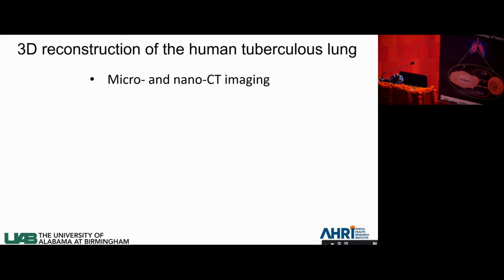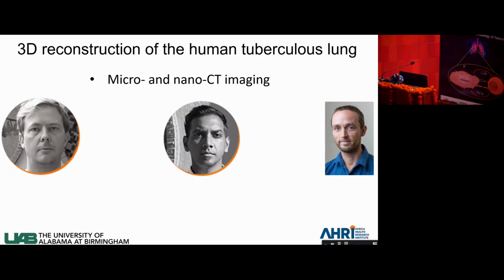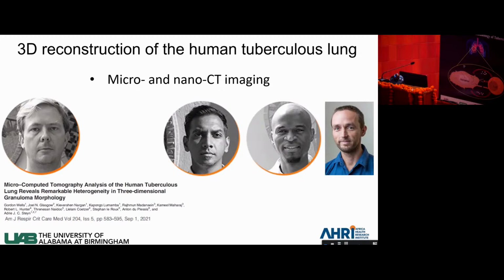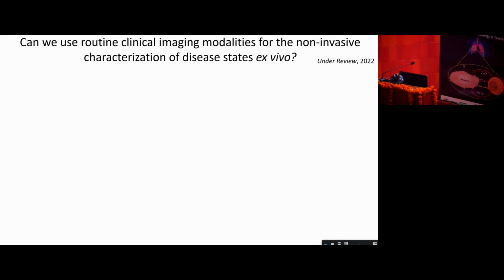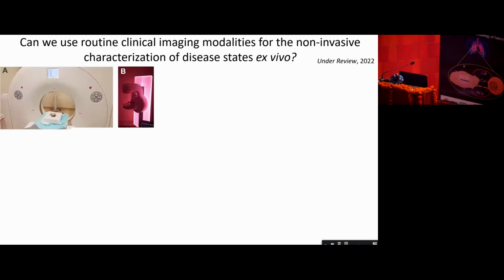So in terms of reconstruction in 3D of the human TB lung, we made use of micro and nano CT imaging, and this has been done by these guys, and this is a paper that we published last year. And like I said, I'll talk a little bit about some of the unpublished data which is currently under review. So the question, which might be relevant to many investigators, is, can we use routine clinical imaging modalities for characterizing TB lesions ex vivo? In other words, if you have a resected lung, without spending millions of dollars on a micro and nano CT scanner, can you examine this lung with routine clinical platforms?